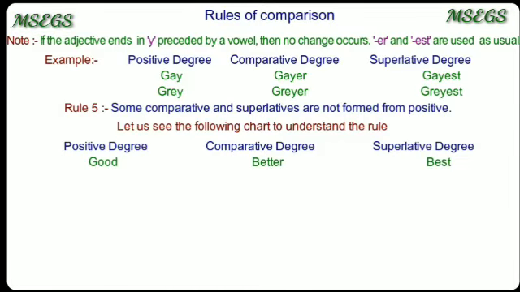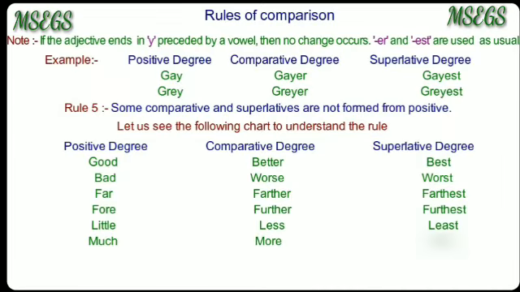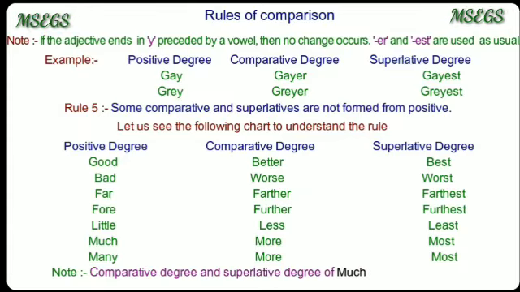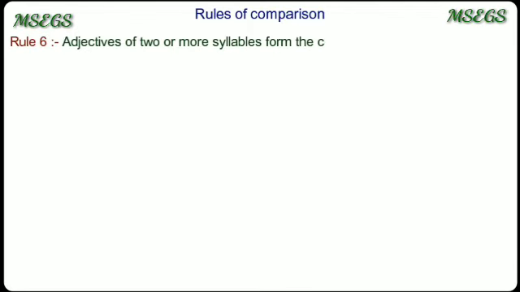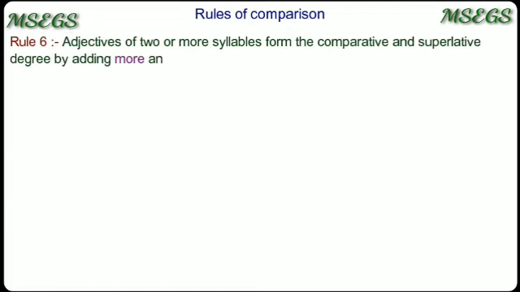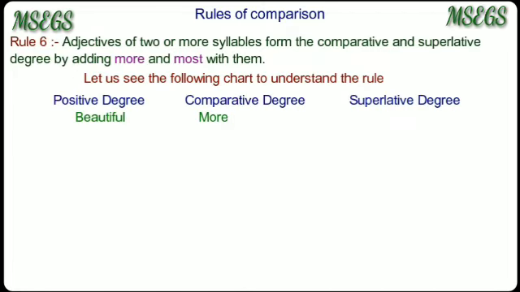Rule number 5. Some comparatives and superlatives are not formed from positive. Let us see the following chart to understand the rule. Good becomes better in comparative degree and best in superlative degree. Likewise, bad, worse, worst, far, further, farthest. You can see all the examples from this video. Comparative degree and superlative degree of much and many are the same.